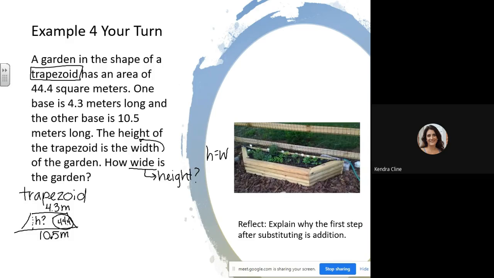They're calling it the width, but what they're doing is they're looking at this garden from like an aerial view, straight down at it. It looks like the width when it's sitting down, but when we're looking straight down at it, they're actually wanting to know that height.